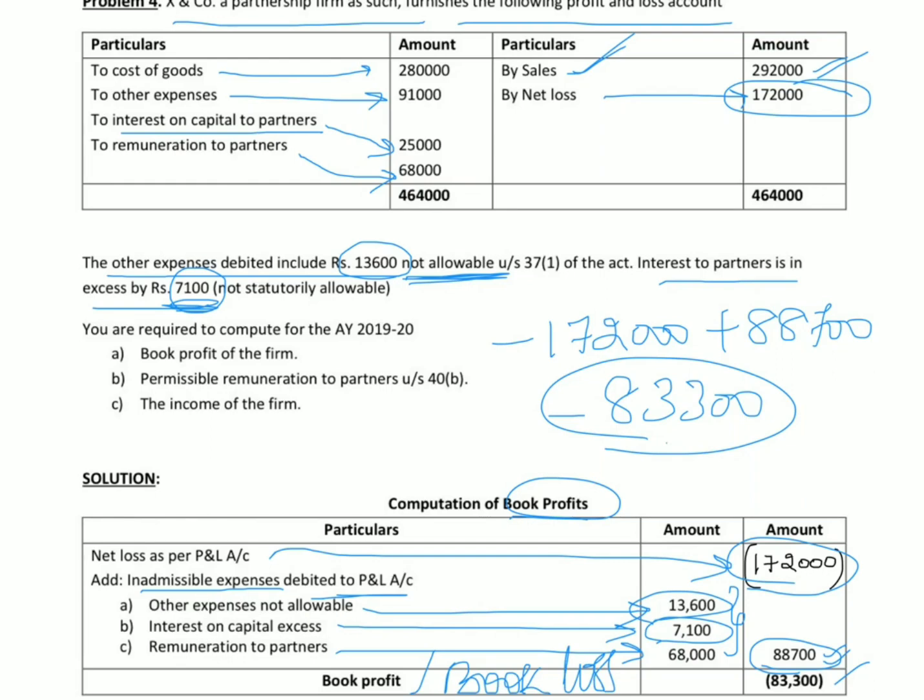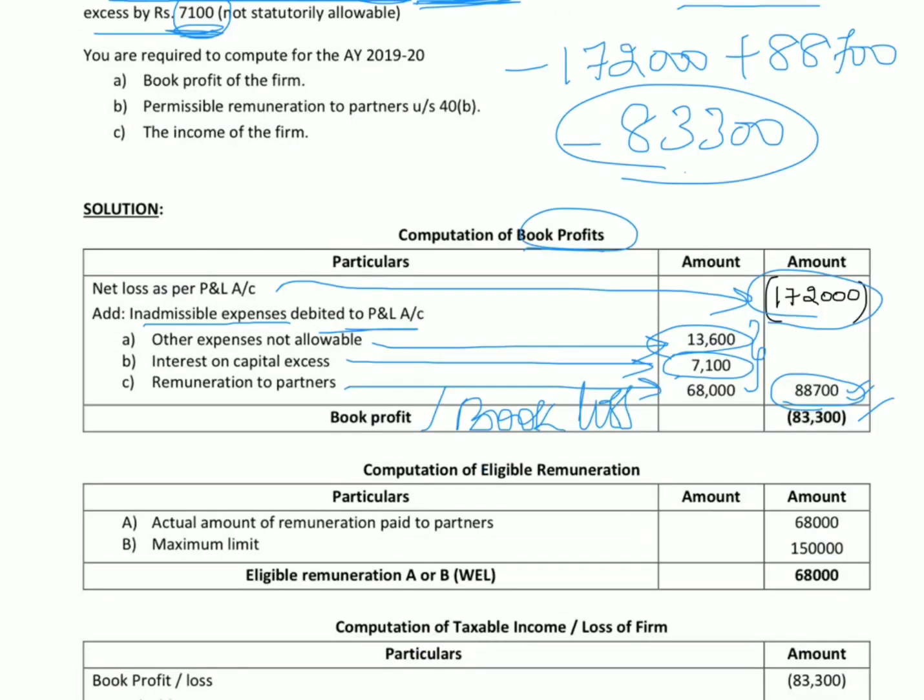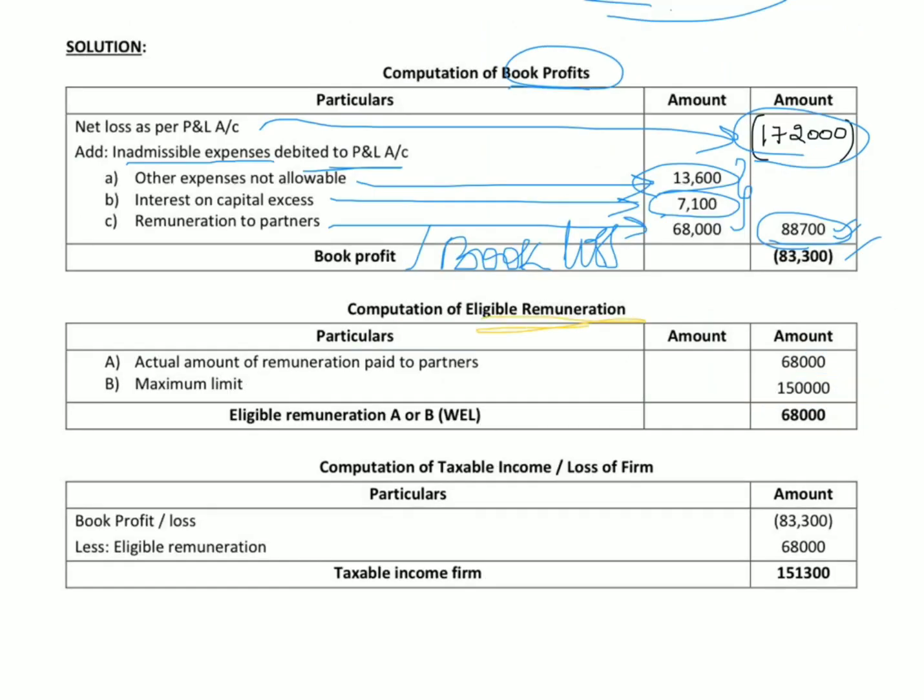Or negative book profit. So now we have calculated the first question, the book profit of the firm. The second point is to calculate permissible remuneration to partners under section 40B. To calculate permissible or eligible remuneration, there are two important criteria: one is the actual amount of remuneration and the other is the maximum limit.